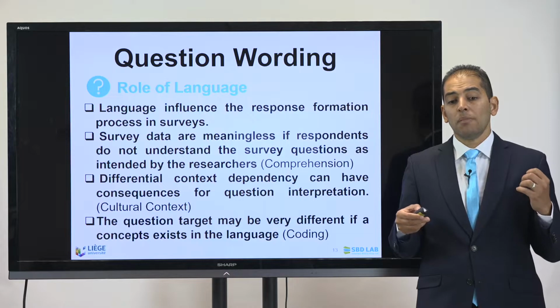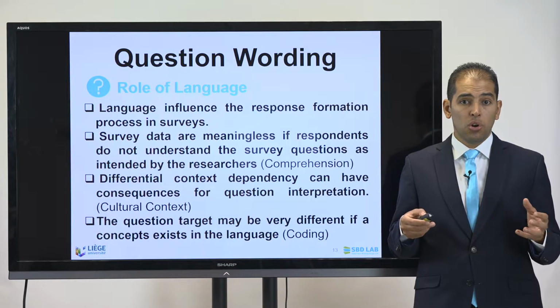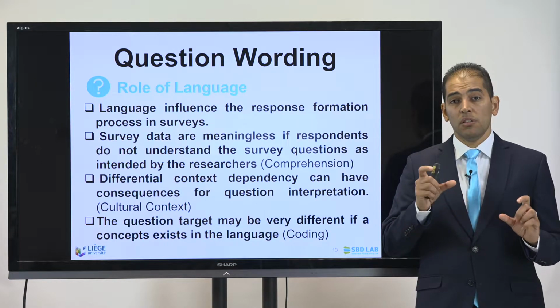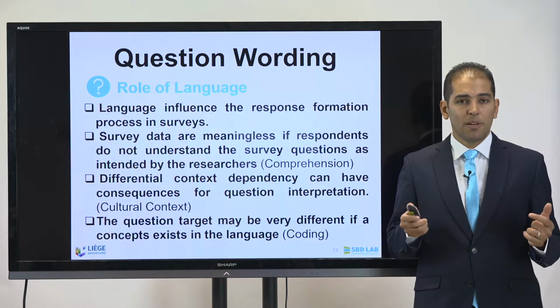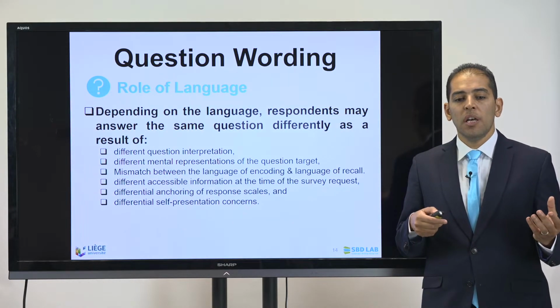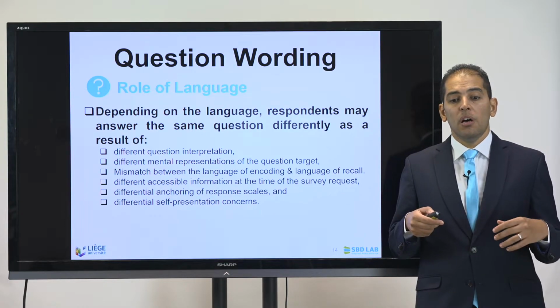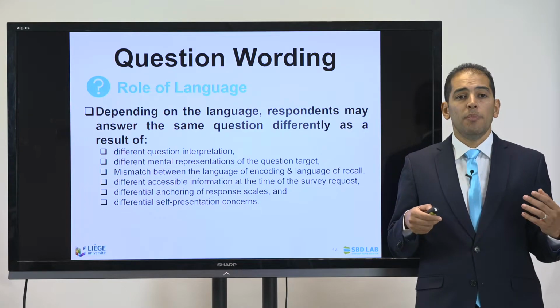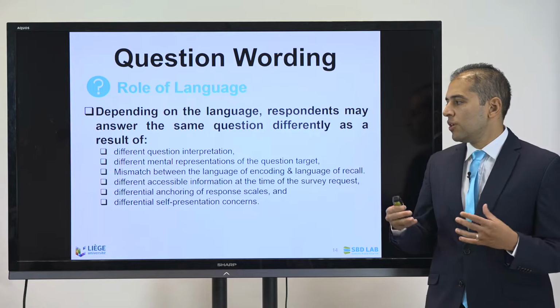So the question target may be very different if the concept exists in the language or not, and therefore when you conduct the coding later on for your questioning results, you might have challenges or difficulties. So depending on the language, a respondent may answer the same question differently as a result. Maybe they interpret the question differently, they have a different mental representation of the question target.